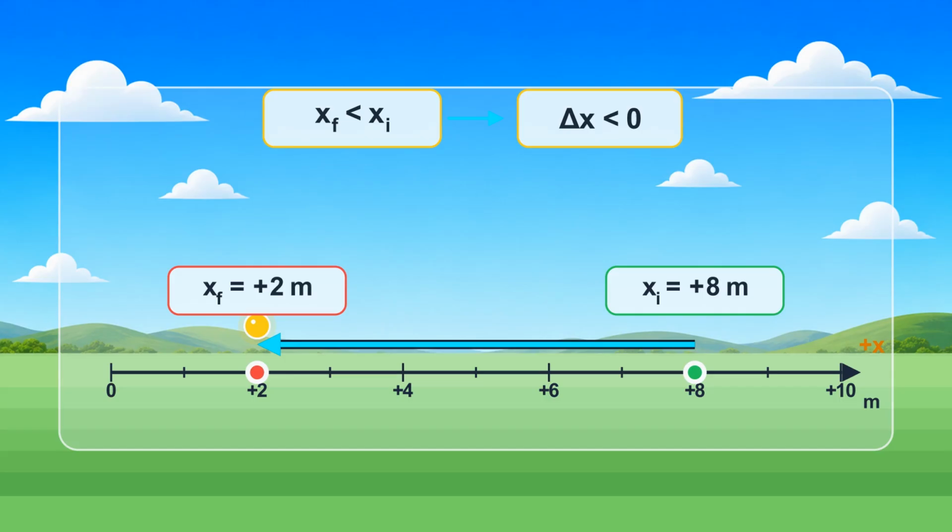The minus sign describes the orientation of the displacement arrow. It does not describe a negative traveled length. For this direct motion from 8 meters to 2 meters, the distance traveled is 6 meters. The displacement is minus 6 meters. And the magnitude of displacement is 6 meters. Distance traveled can never be negative. In symbols, s is greater than or equal to 0.